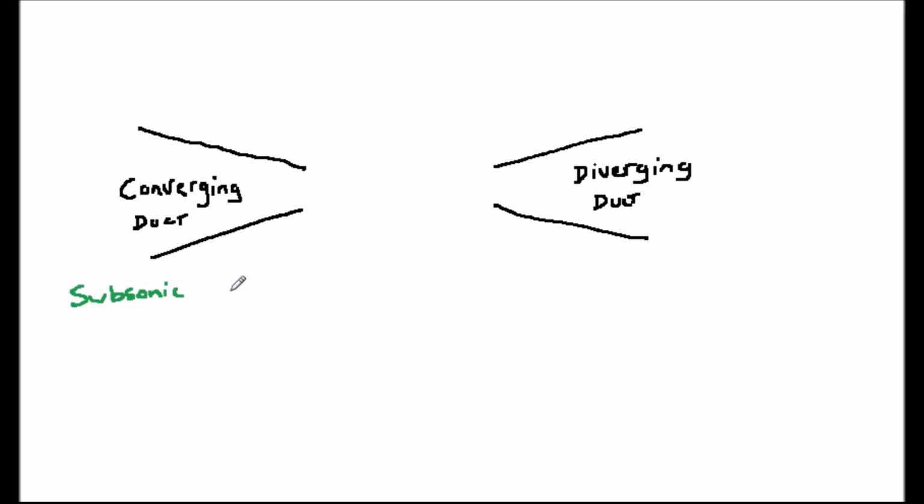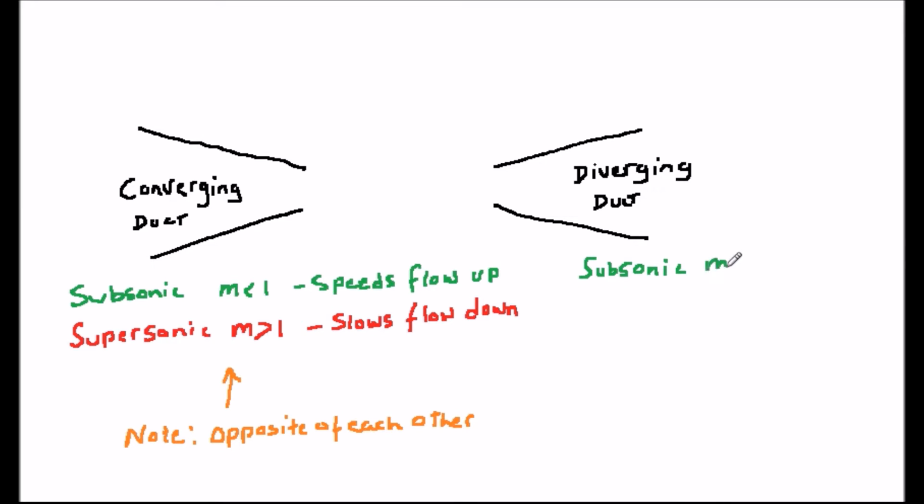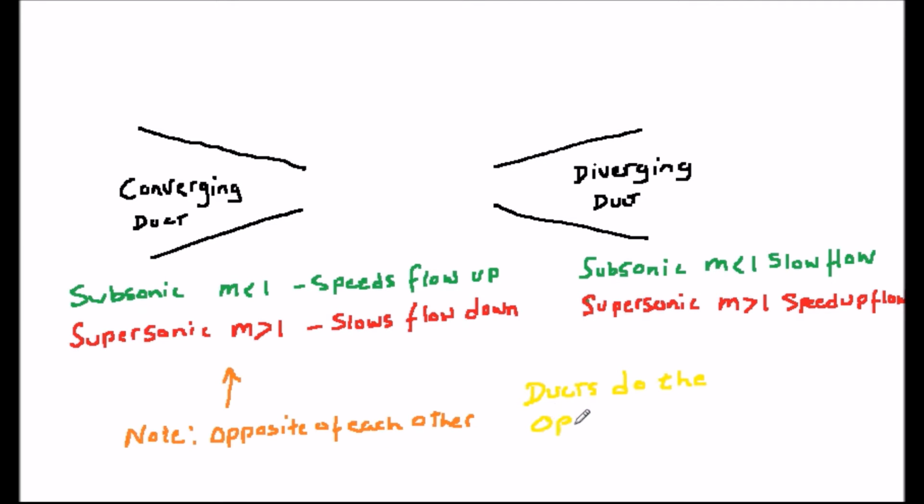For example, in a converging duct below Mach 1, at subsonic speeds, the flow speeds up as it travels through the duct. However, at Mach numbers greater than 1, at supersonic speeds, the flow slows down through a converging duct. By contrast, a diverging duct has exactly the opposite effects. At Mach numbers less than 1, subsonic speeds, it slows the flow down, and at supersonic speeds, it speeds the flow up. These two facts explain the configuration of a rocket engine.